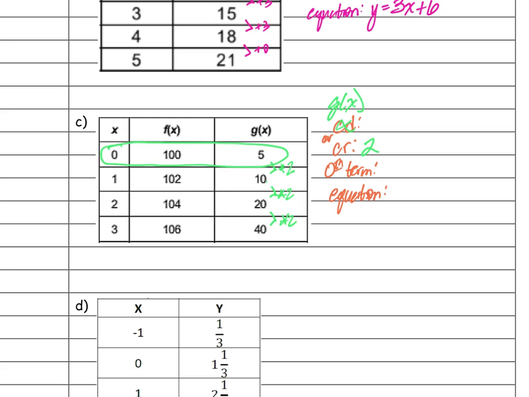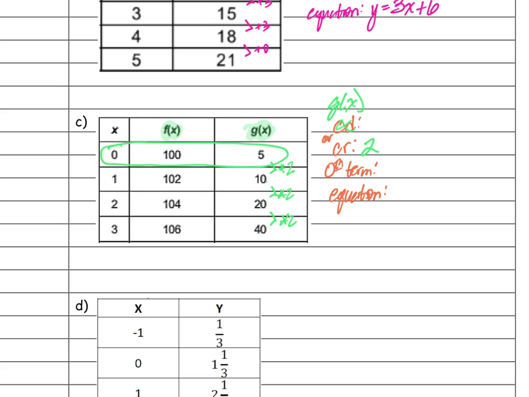Notice I have two. I need to highlight this. Notice I have f of x and I have g of x. I have two separate equations here, two different tables for two different problems. So I actually have to do both of those.